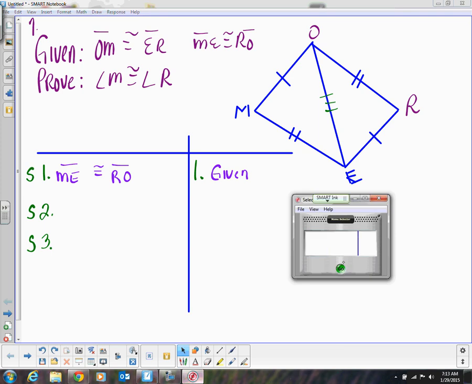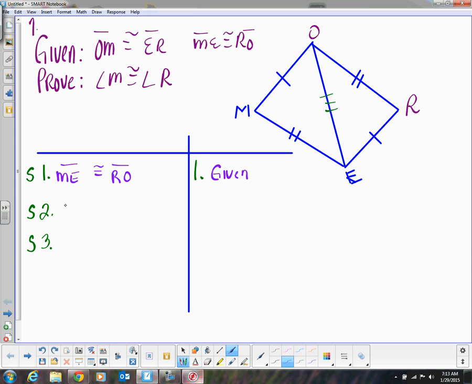All right, next set goes to Devin. Okay, and why is OE congruent to OE? Reflexive. Are you seeing the reflexive quicker? Yes, no? They share a side. That's why we did reflexive.